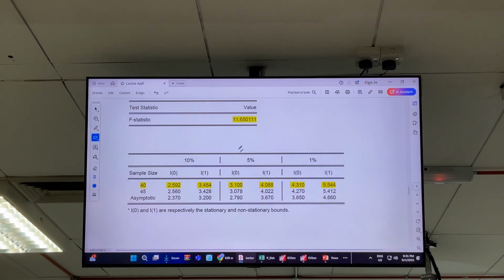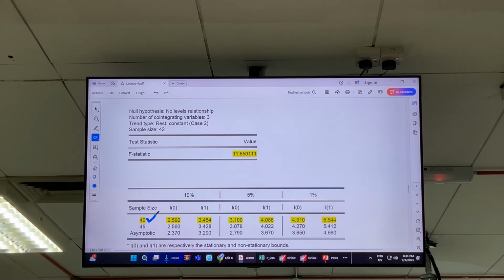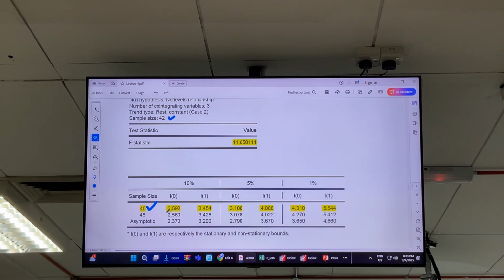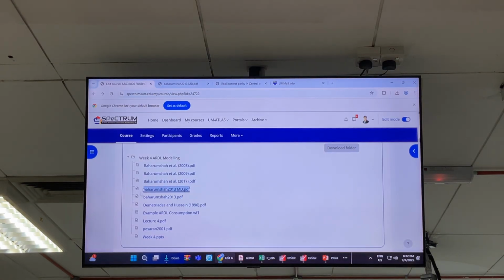Why? Because now it's based on 40 observations. I have a 42 sample size, so I choose the nearest one, 40. As you see, if I base on the asymptotic one, it's 2.37. If I base on the smaller sample, my critical value will be higher. This is the simulated critical value, based on the Pesaran paper. They already simulated it. You can refer to Pesaran 2001.